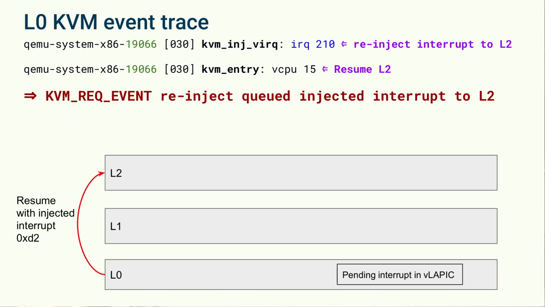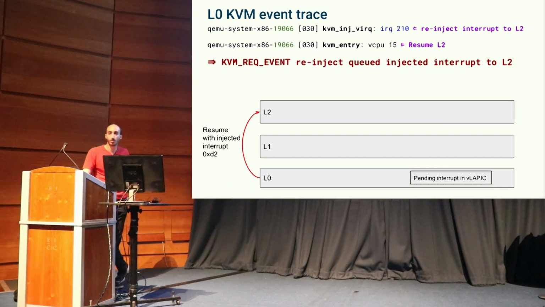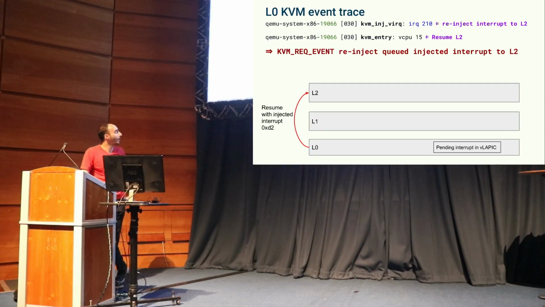Now what we see next in the log is that the KVM req event handler decided to take only the queued injected event and write it to the active VMCS, which is VMCS02, and then resume the layer 2 guest, which results in the reinjection of the interrupt.